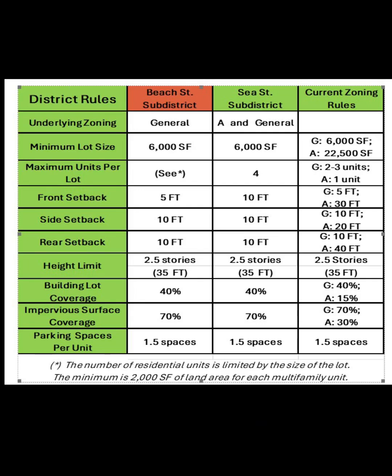So this is the set of dimensional tables for the 2 different districts. The Beach Street district, which is all in the general district, and the C Street subdistrict, which is in both the A and the general district. But right now I want to talk about 2 very important ways that the bylaw controls the size of any development. The 2 ways are there is a lot size requirement and there is a maximum number of units per lot.